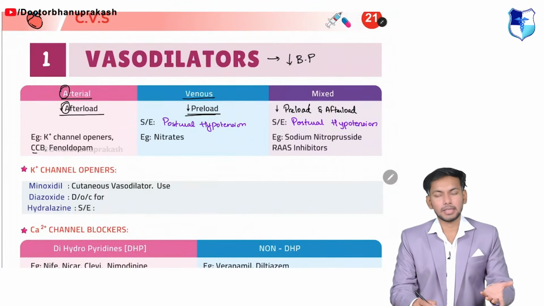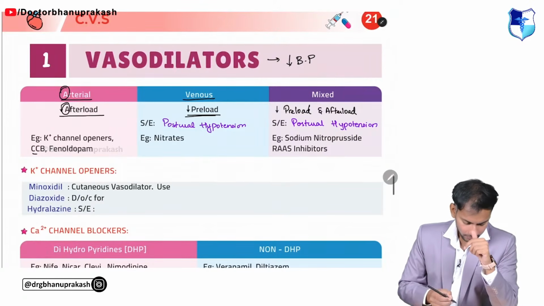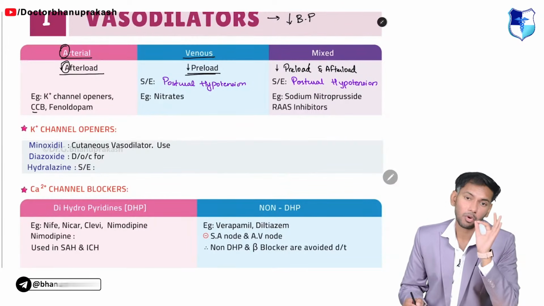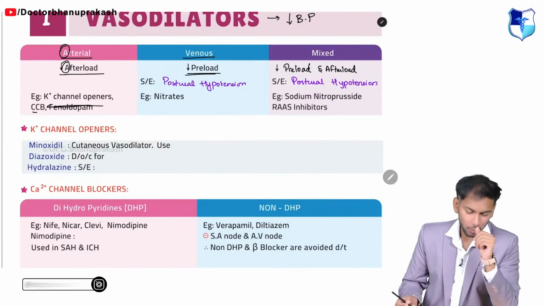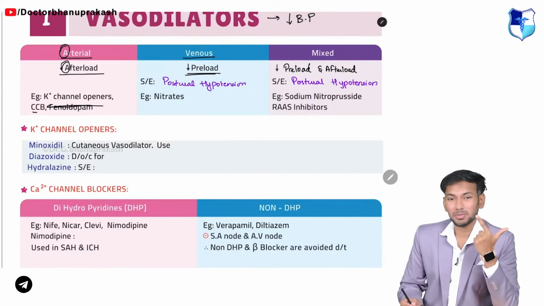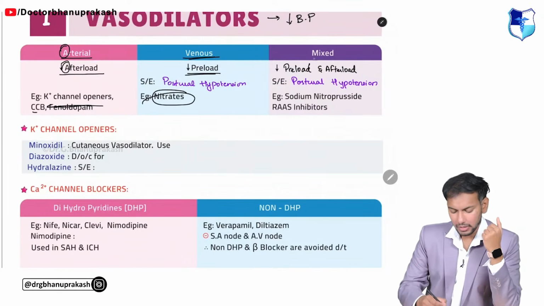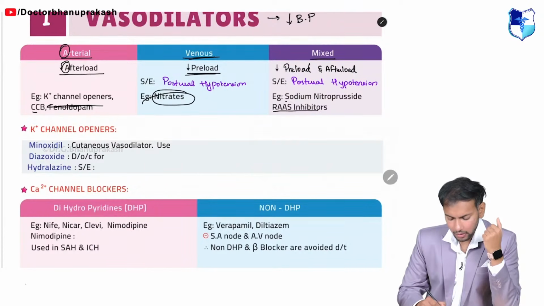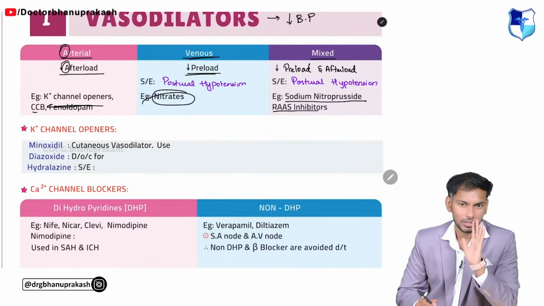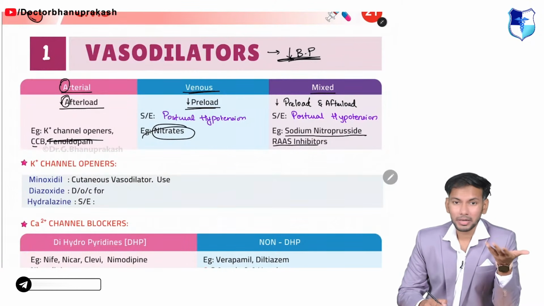Now let us see the examples of arterial dilators. These are potassium channel openers, calcium channel blockers and phenoldopam. In the autonomic nervous system we have already studied phenoldopam, and it is not so important for us. So we are going to start with the potassium channel openers and the calcium channel blockers. In the venous dilators, we have only nitrates that we need to study. In the mixed, there are RAS inhibitors and sodium nitroprusside. Sodium nitroprusside I will talk about in the hypertension chapter, because it decreases the BP, so it can be used in the treatment of hypertension.